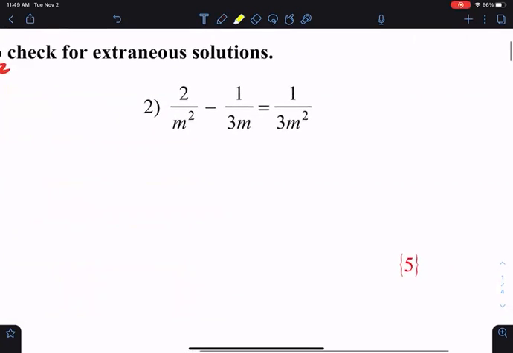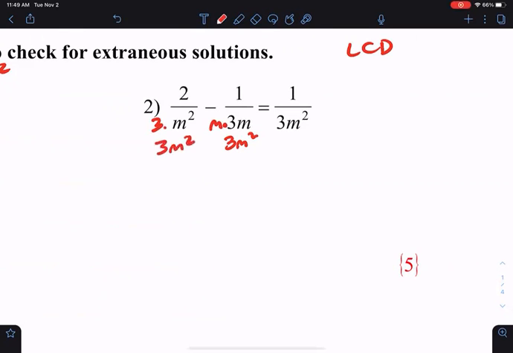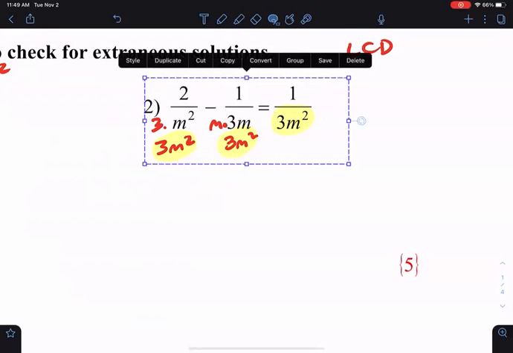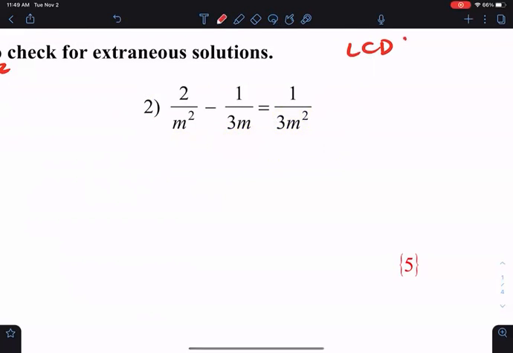This one, same thing. I need to find the LCD, so I need to make my denominators the same. How do I make my denominators the same? I need to multiply by m here, so that this will be 3m squared. And then I need to multiply here by 3, so I can have this 3m squared. So I can have all of them the same, that's the goal. Now I need to multiply by that 3m squared, because I know the LCD is 3m squared.